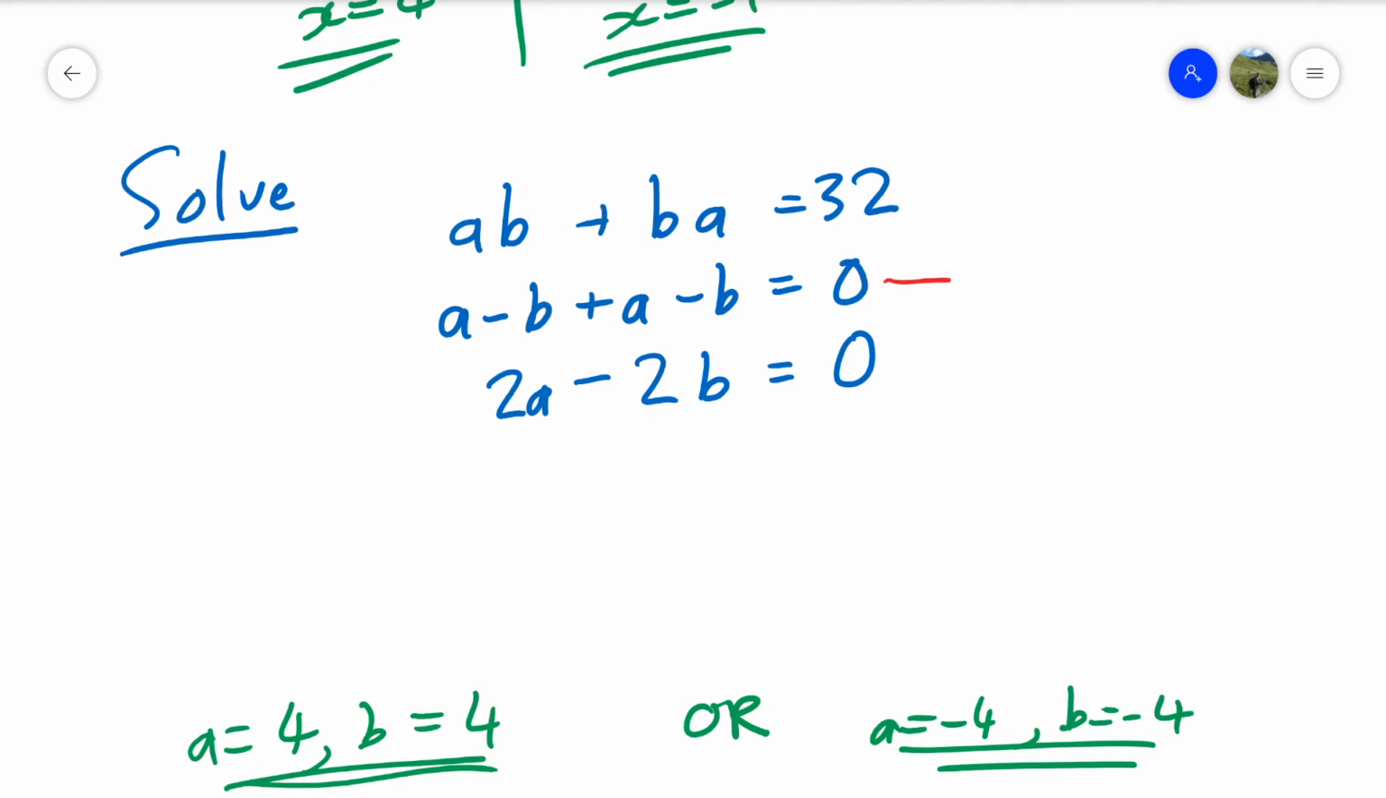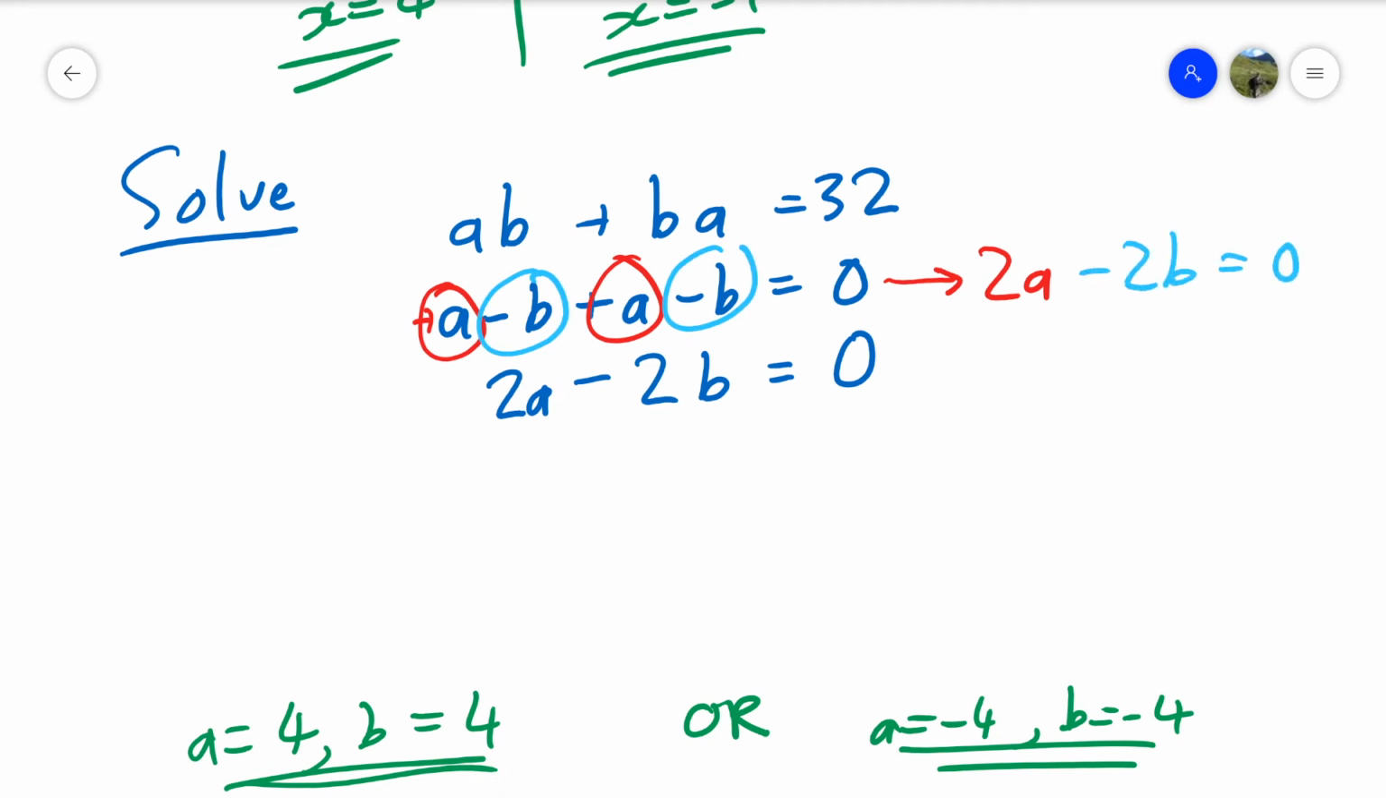I just want to check something. If I take this equation, I've got two a's, because it's like an imaginary plus there, so that's 2a. And then there's minus 2b's equals 0. So equation 2 and equation 3 are exactly the same. So let's just ignore that one. That's not useful.